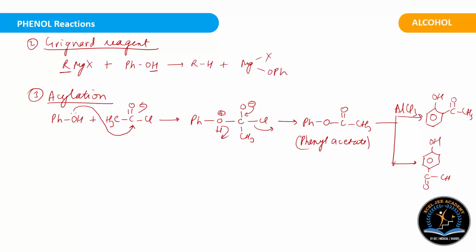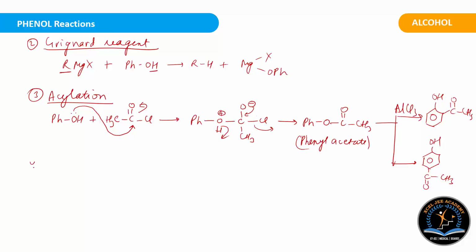This reaction we have already covered in the phenol preparation. This is the last part, that phenyl acetate converts into the acetate attached at the ortho position or at the para position, and this reaction is referred to as the Fries rearrangement reaction.